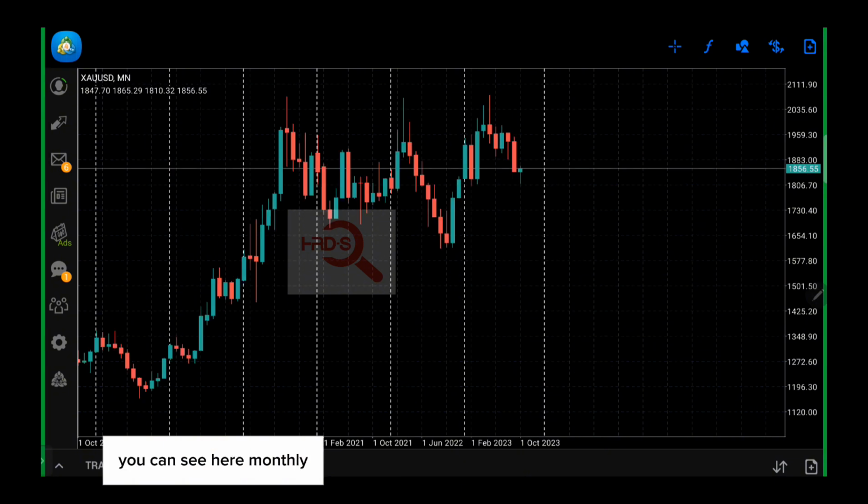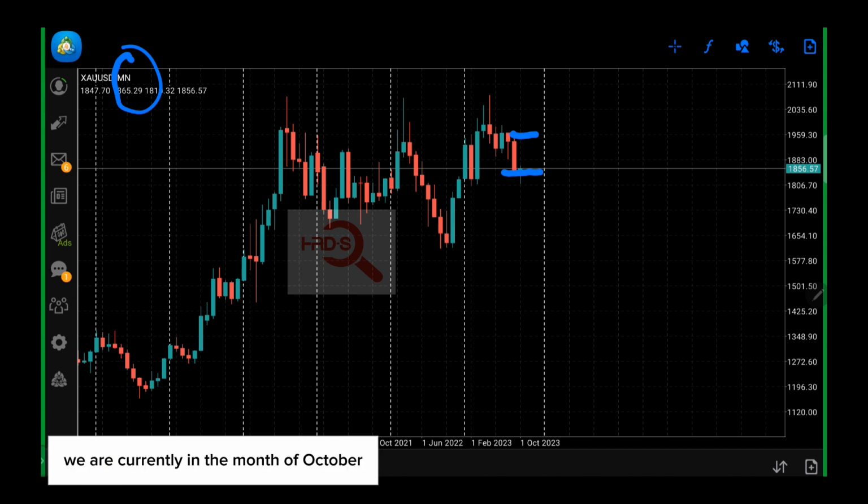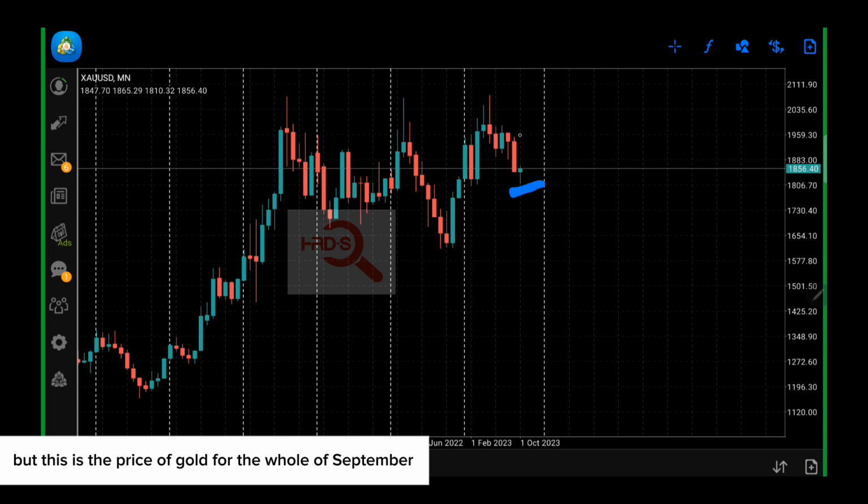This is monthly. You can see here, monthly. You know what this means? The price of gold in 1 month for this red candle is this. This is the whole month. That is the last month. We are currently in the month of October. You will keep seeing it moving up and down. It will only close after the month of October has concluded. But this is the price of gold for the whole of September.